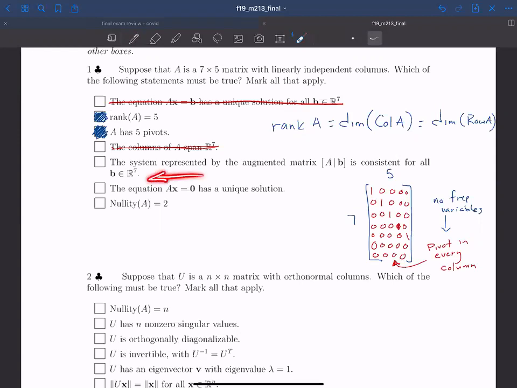The system represented by the augmented matrix [A | b] is consistent for all b in R7. What do you think about that? It is false, and it's false for the same reason that we ruled out the first option. We concluded that because there's not a pivot in every row, there are going to be some vectors b for which the equation Ax = b has no solution. That's exactly saying that this augmented matrix will have no solution for some values of b. So this one is false as well. The equation Ax = 0 has a unique solution, true or false?